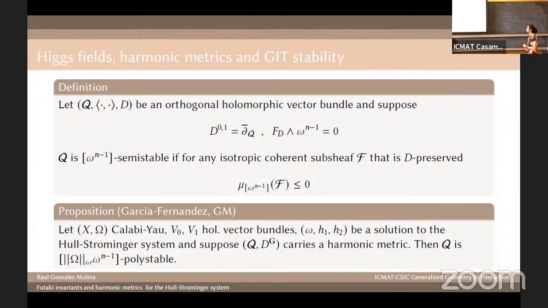But anyway, here's the result. In this geometry, non-Kähler Calabi-Yau in general, and for fixed holomorphic vector bundles, if I have a solution to the Hull-Strominger system, and supposing the associated holomorphic current algebra carries a harmonic metric, then we have the easy implication in the Kobayashi-Hitchin correspondence. Then Q must be polystable with respect to the balanced class given by the solution. Of course, we still don't have the harmonic metric.